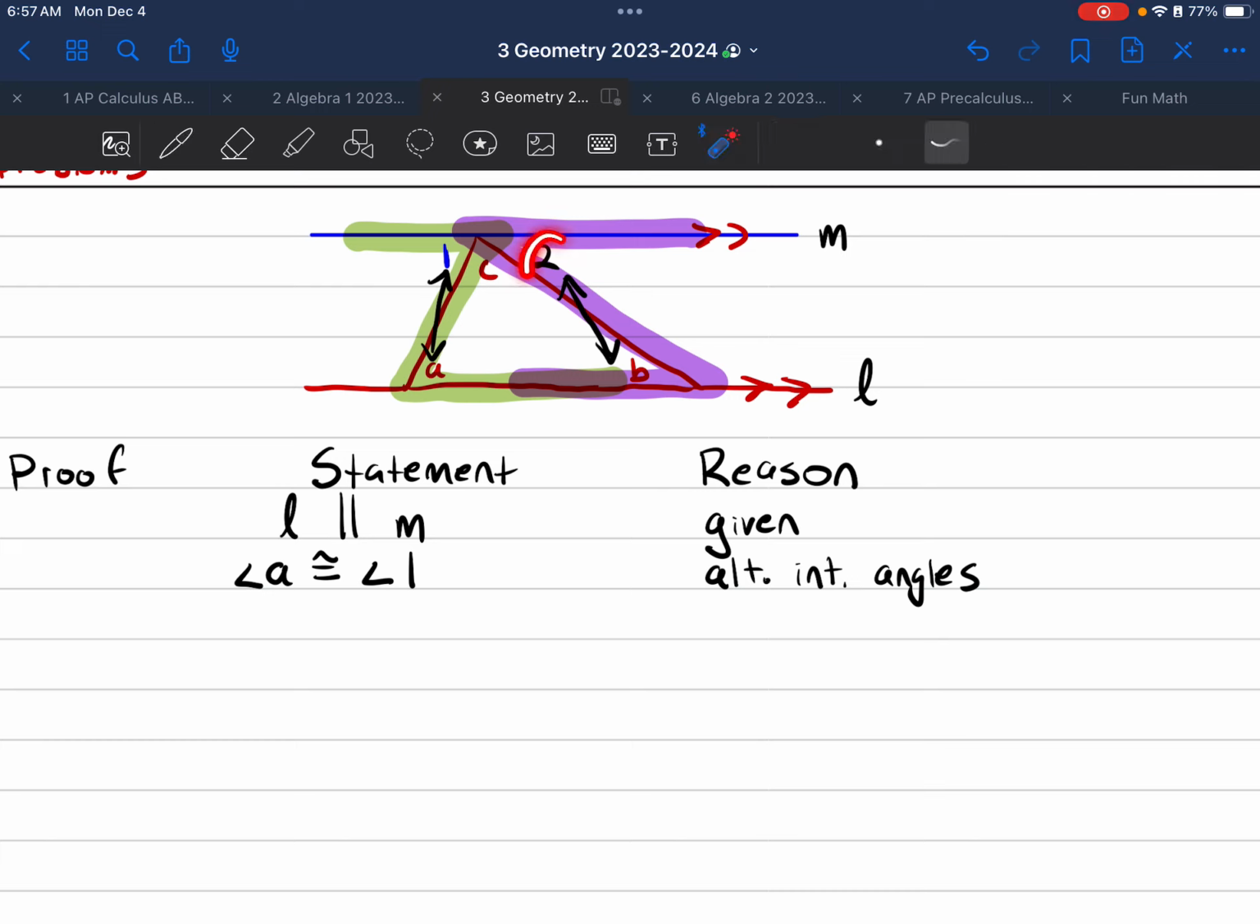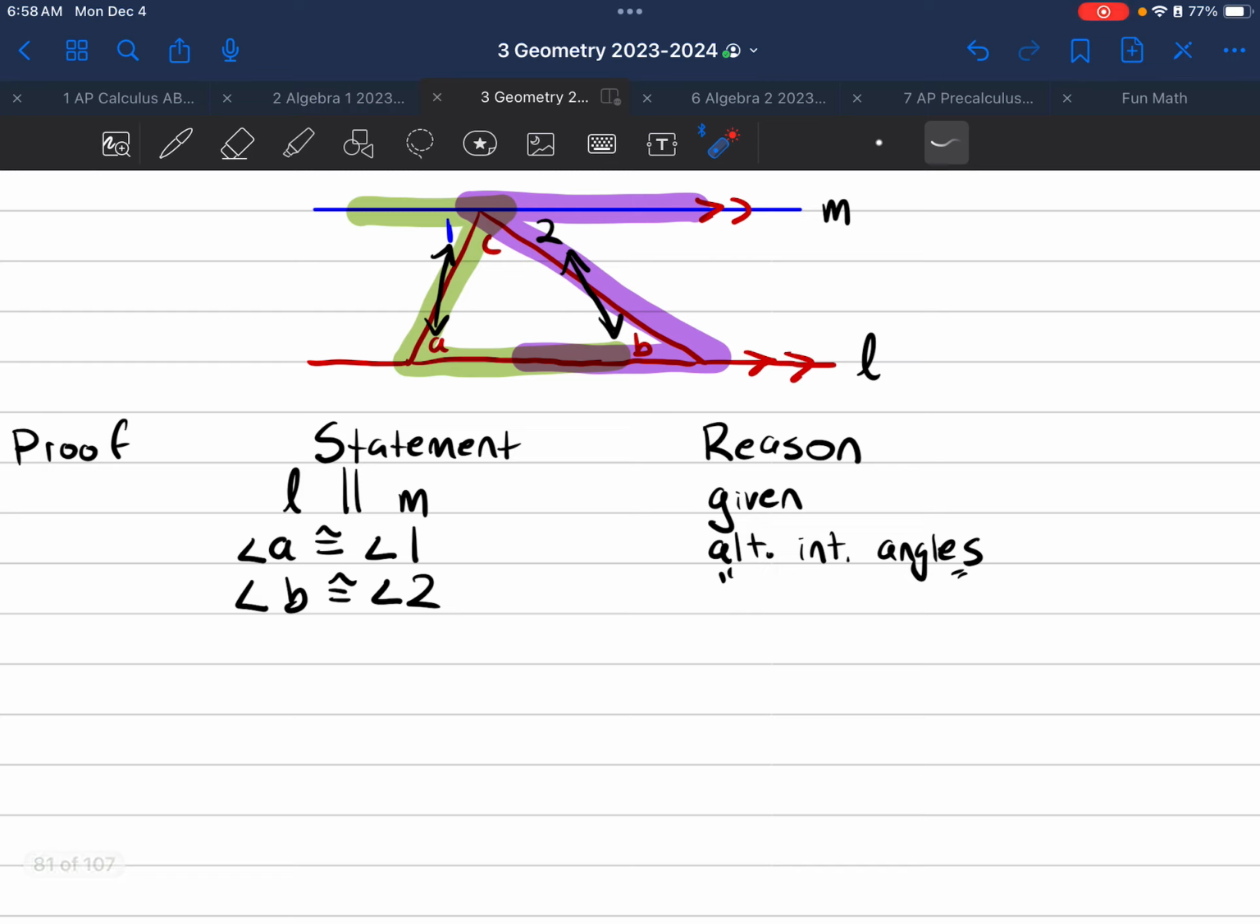We also know that angle 2 and angle B are the same. So I'm going to say that angle B is congruent to angle 2. How do we know that? If it's the same reason as above, you can just write alternate interior angles again. But if you want to be lazy like me, you just put double quotes. Double quotes is our way of saying, hey, just copy and paste the line up above here.